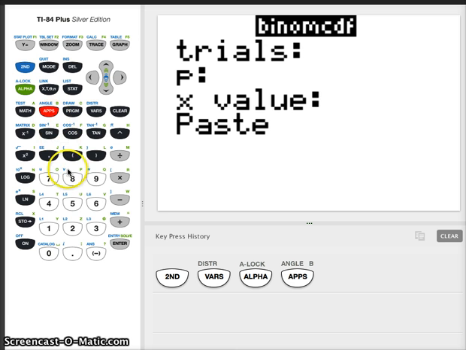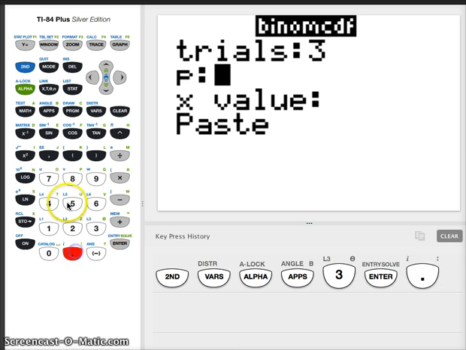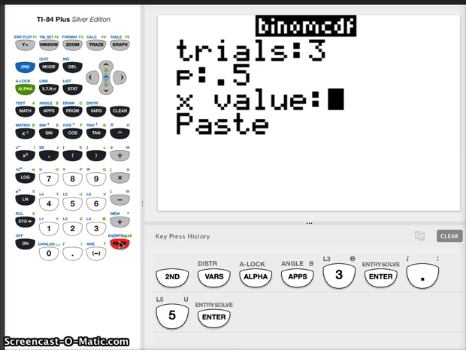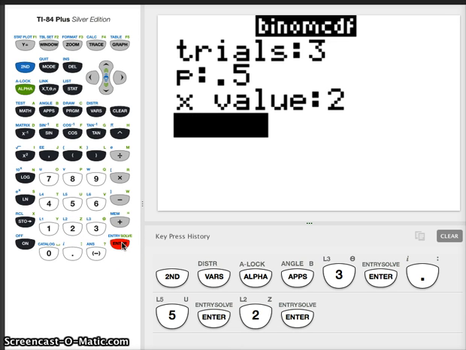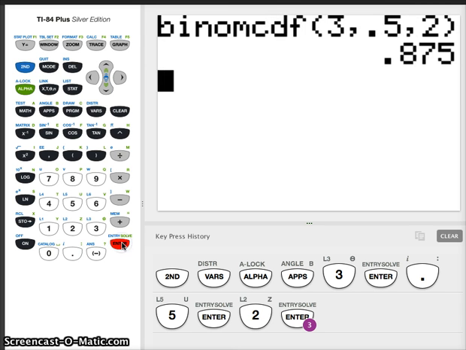All right, so the number of trials, again, we have 3 children. Probability of getting a boy is 0.5. And we want to know up to 2, okay? So this is saying what's the probability of 0, 1, or 2 all together. And so we paste that to the home screen, and obviously it's a pretty big number, 87, 88% likelihood. Okay, that's theoretical probability. So I hope that helps you.